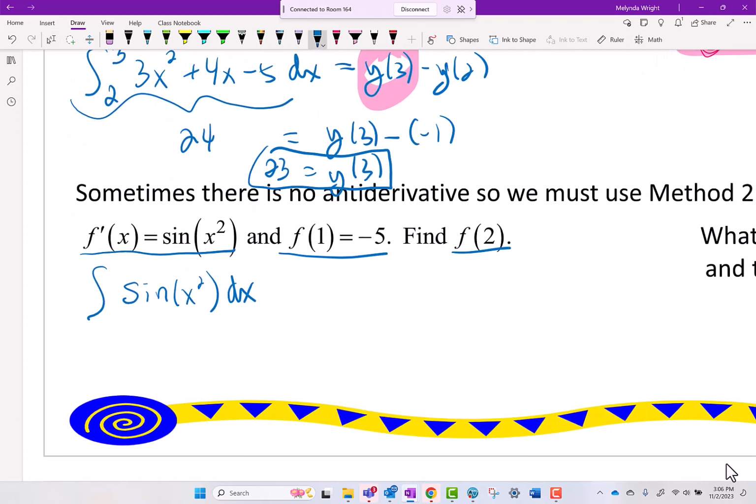Well, let's see. With u sub, if you recall, this part right here is called the integrand. Right, that's the integrand. And I don't have the derivative of sine in the integrand, do I? Cosine's not there, so I can't use sine as u. If I used x squared as u, if I said u is x squared, du would be 2x dx. I don't have an x in the integrand, so I'm done. I'm pretty much done. I can't.